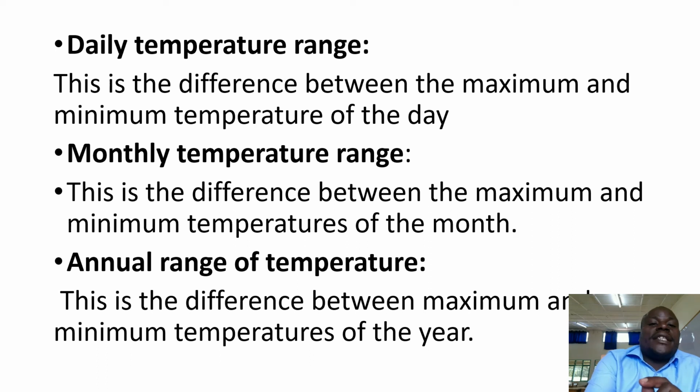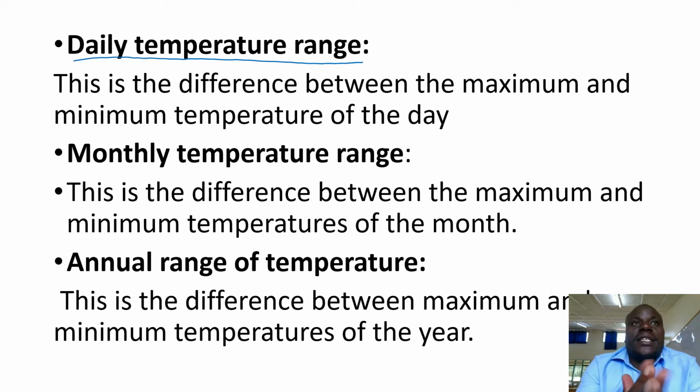Then we have daily temperature range. Range means the difference between the highest and the lowest. Daily temperature range, it is the difference between the maximum and the minimum temperature of the day. You get the highest temperature of the day minus the lowest temperature of the day. Then you remain with daily temperature range.